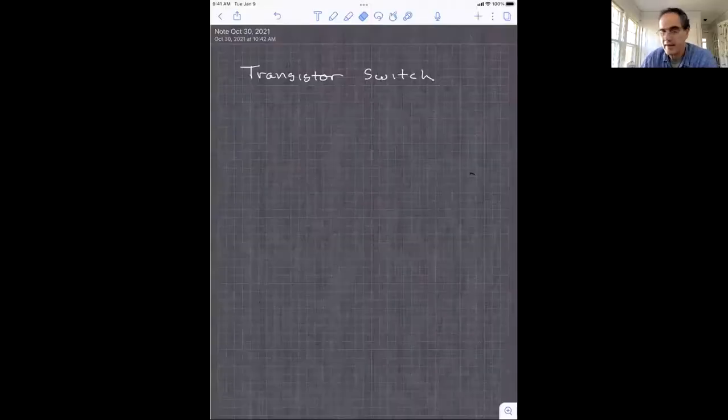Okay, well, let's see. We just talked about a field effect transistor as a switch. Here, I'm going to show you an example of one switching something on and off. Okay, what I'm going to show you is called a transistor switch, and we're going to use a transistor to switch on and off an LED. Okay, so this is just for fun.